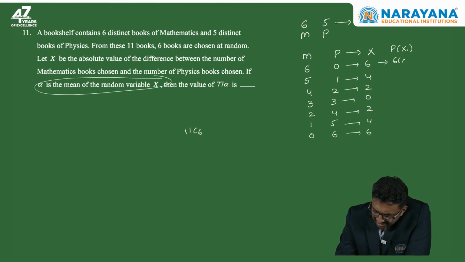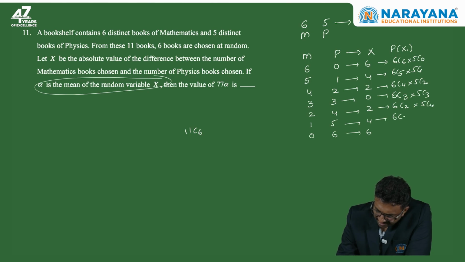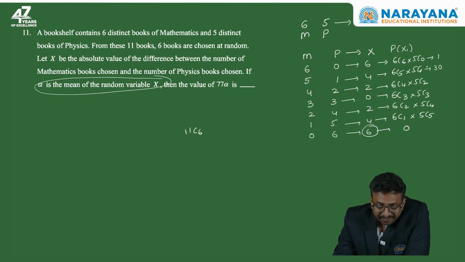So, 6C6 into 5C0, 6C5 into 5C1, 6C4 into 5C2, 6C3 into 5C3 ways, 6C2 into 5C4, 6C1 into 5C5. You cannot take 6 physics books out of 5 physics books, so there are 0 options. So, the number of options are 6C6 into 5C0, there is only one option like this, and 6C5 into 5C1 is 6 into 5, 30.